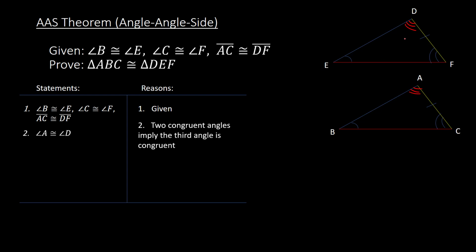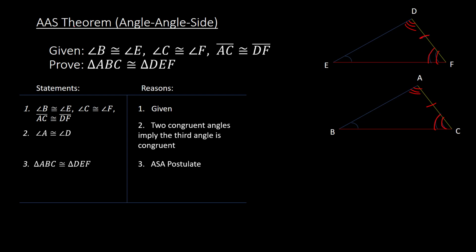So now notice the angle on the top, and then this side right here, DF, and then this angle is congruent to the angle on top, this segment, and then this angle. So what we have is an angle, side, angle congruent to another angle, side, and angle. So therefore, we can conclude we have congruent triangles because of the angle-side-angle postulate.